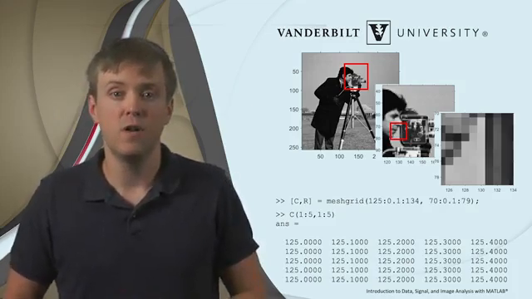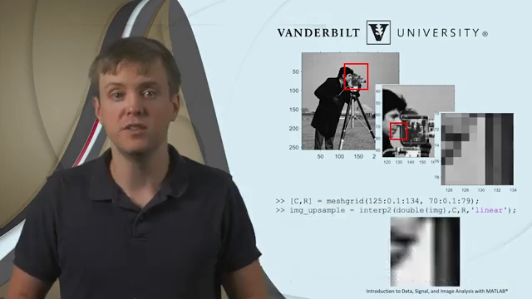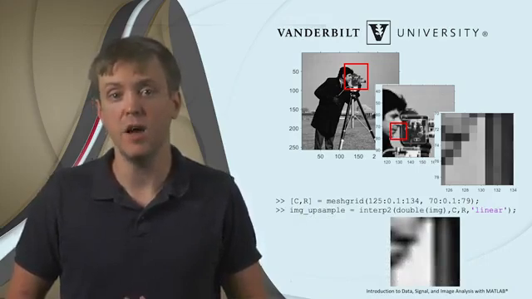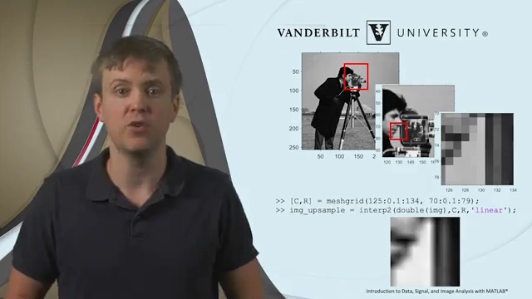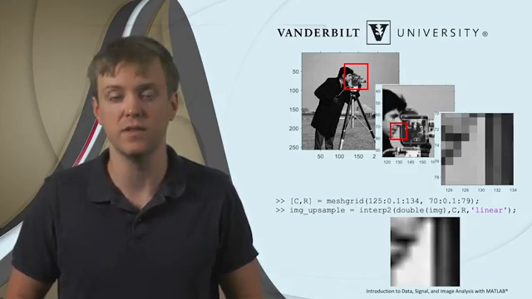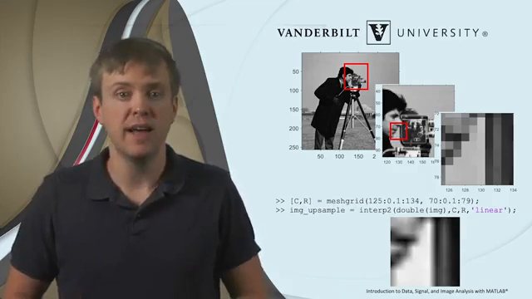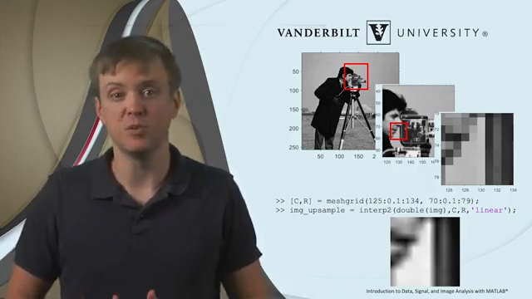Next, we simply call interp2 with the image, C, and R as the first three arguments. Using linear interpolation, we can upsample the very pixelated original image by a factor of 10 and create a much smoother looking non-pixelated representation. Now let's return to MATLAB and try upsampling our image using this approach.